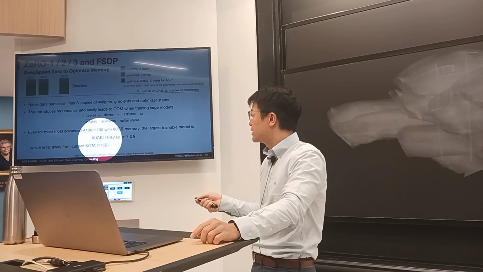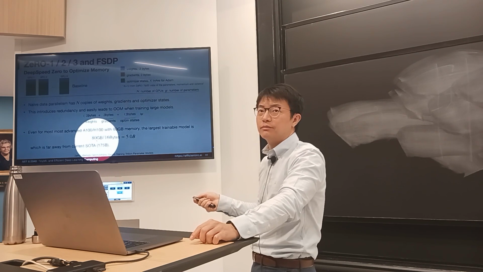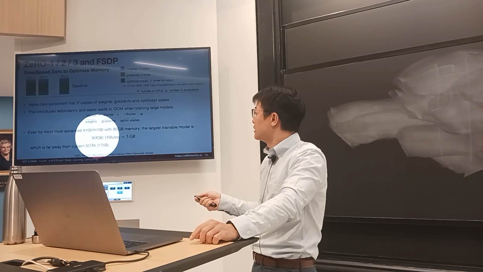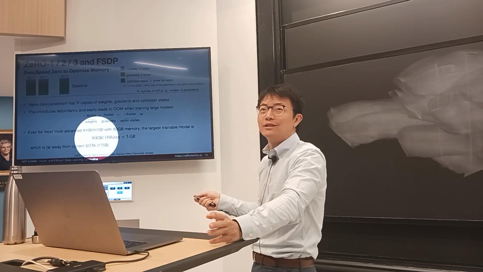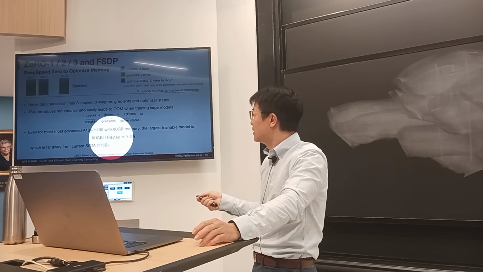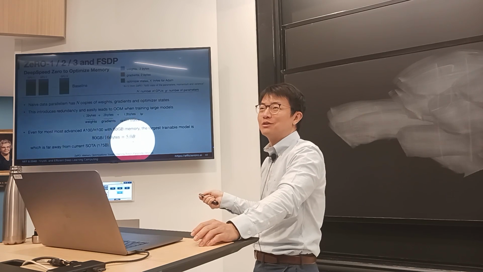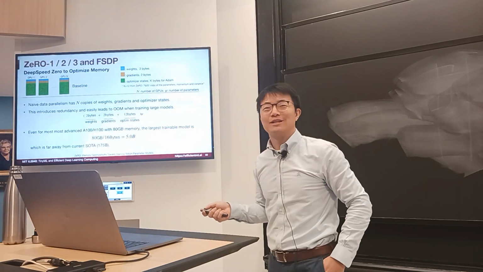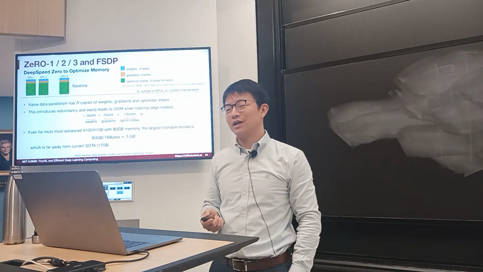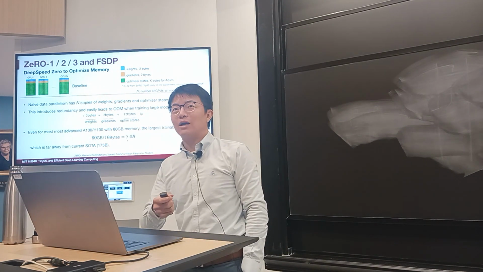Okay? So we can calculate, if we do the training naively, how many parameters can you train on 80 gigabytes of memory, not even mentioning the activation. With 16 bytes for each parameter, we can train only a 5 billion parameter model, not even a Llama 270. Okay, so only 5 billion parameters, which is far away from the current state of the art.